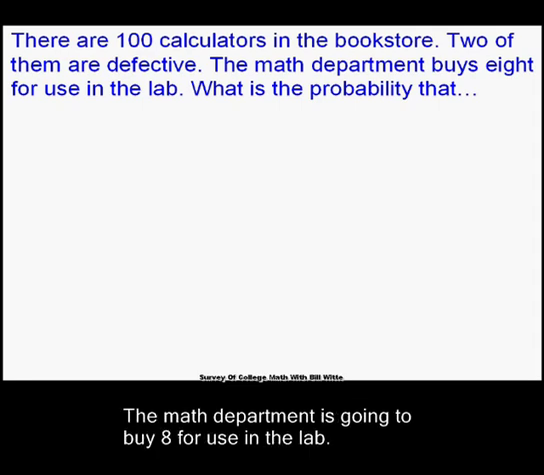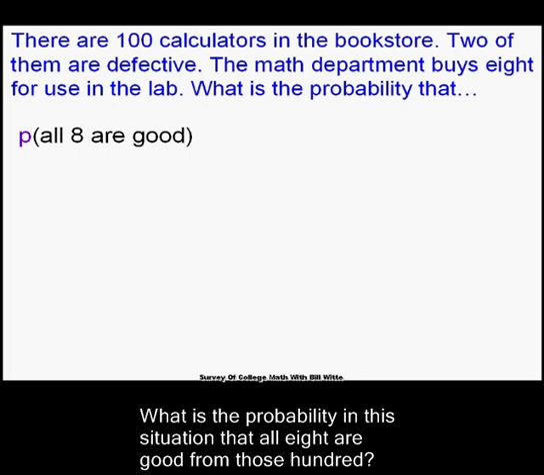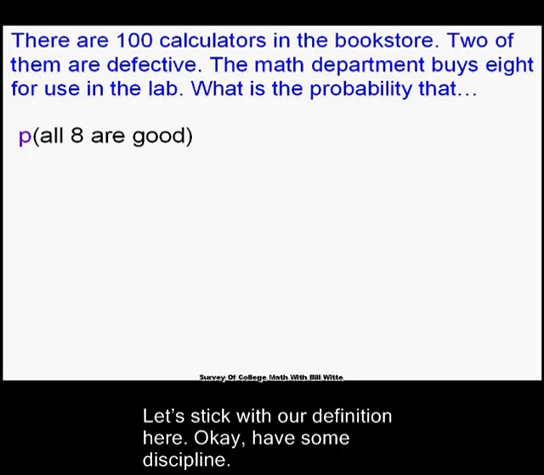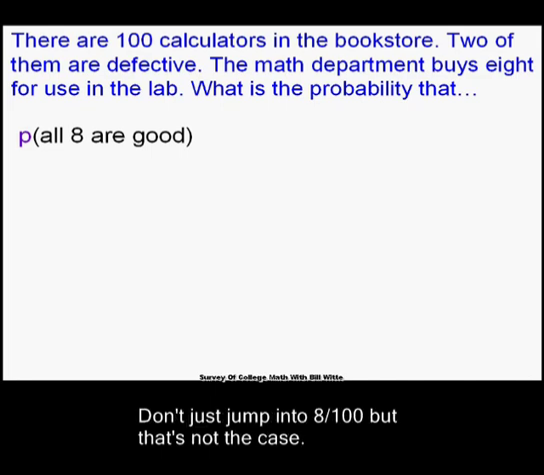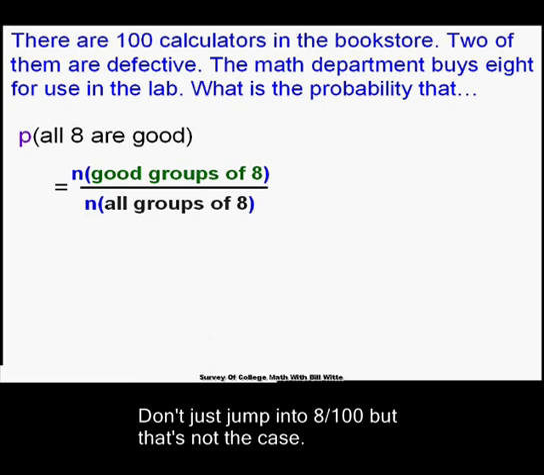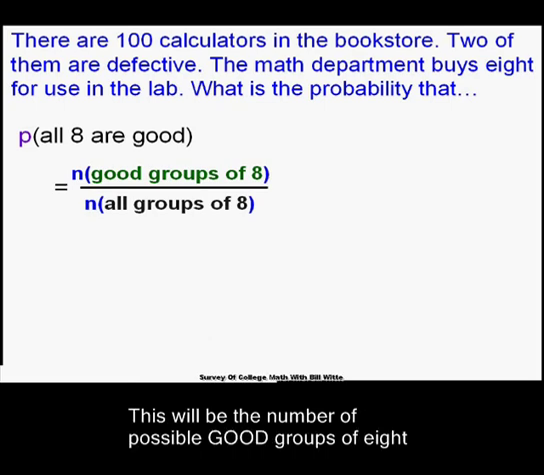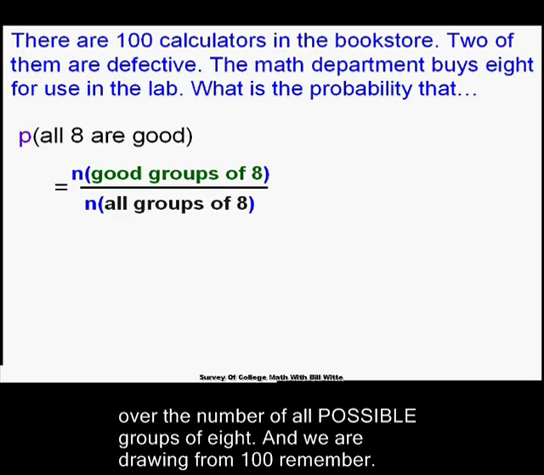The math department is going to buy 8 for use in the lab. What is the probability in this situation that all 8 are good from those 100? Well, we've got to stick with our definition here. Have some discipline. Don't just jump into 8 over 100, because that's not the case. It's the number of possible good groups of 8 over the number of all groups of 8, and we're drawing from 100.